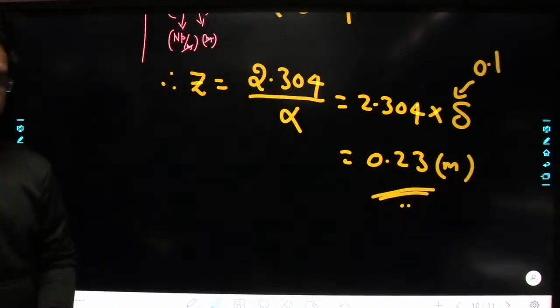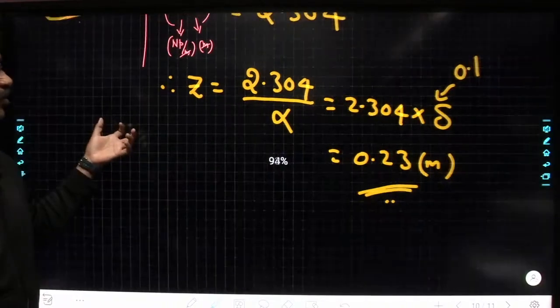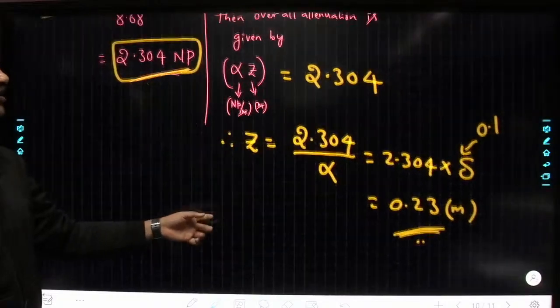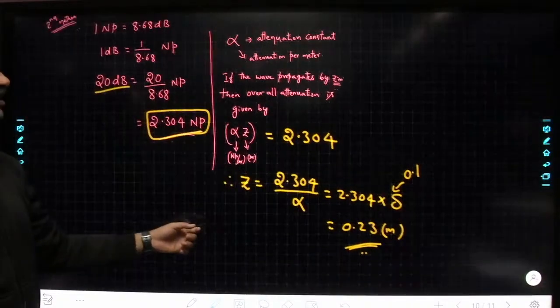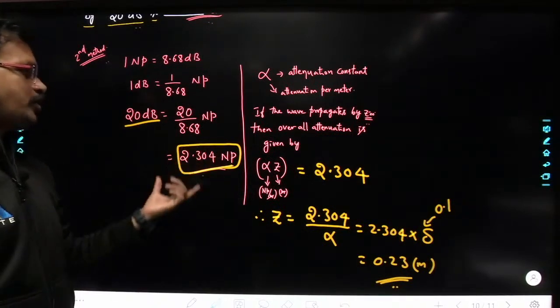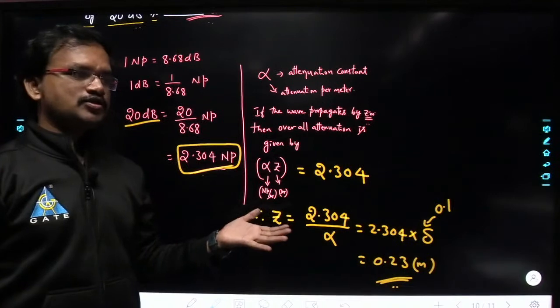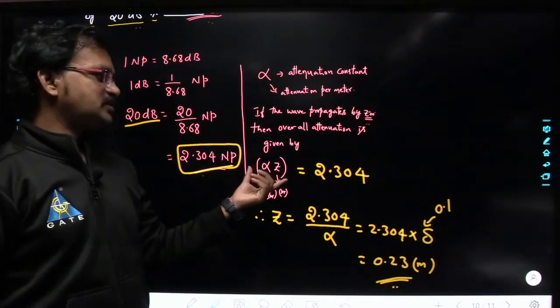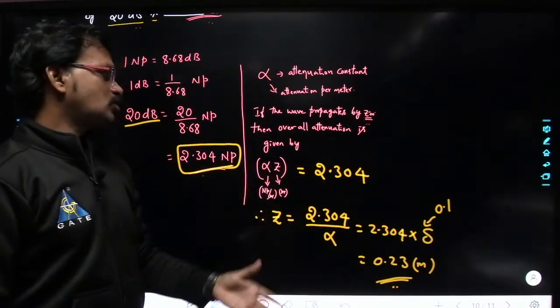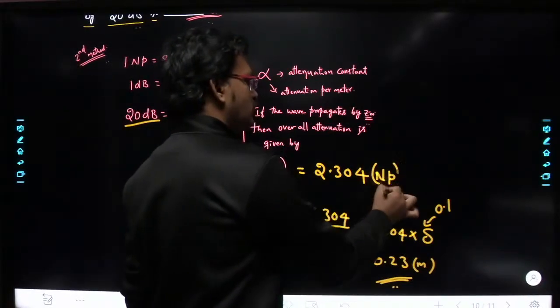So this is another method here. It is very simple, or not? Without doing all those calculations, we can directly determine it. You just have to convert this dB into Nepers. Then you get the overall attenuation over Z meters, which we can represent as alpha Z. That is equal to 2.304 Nepers.